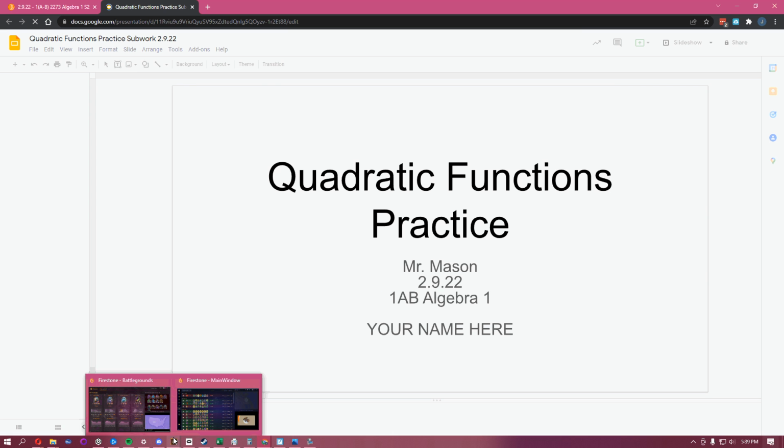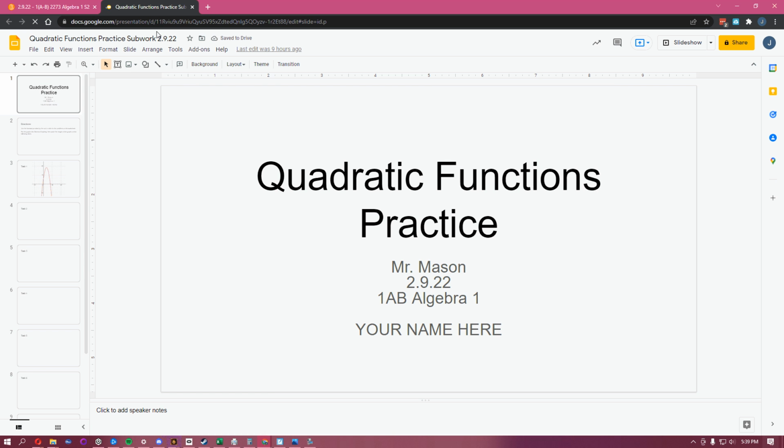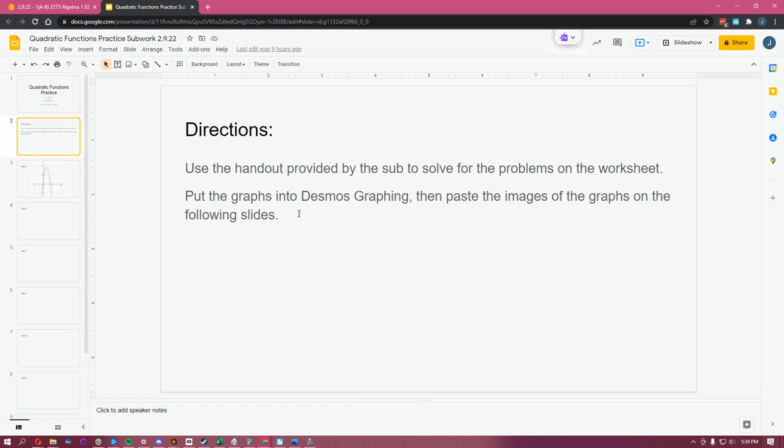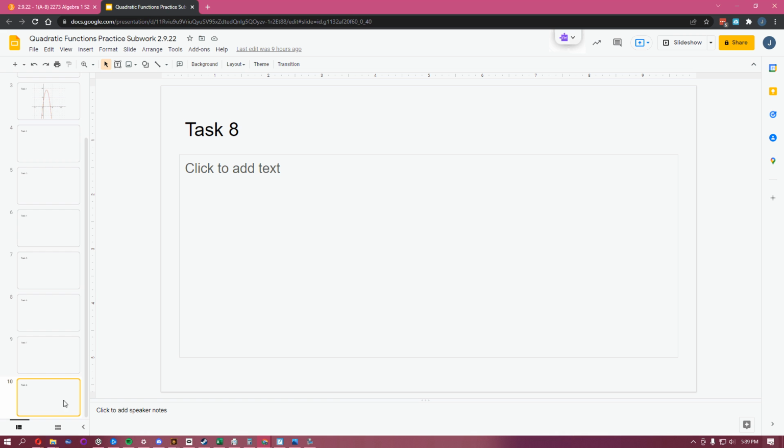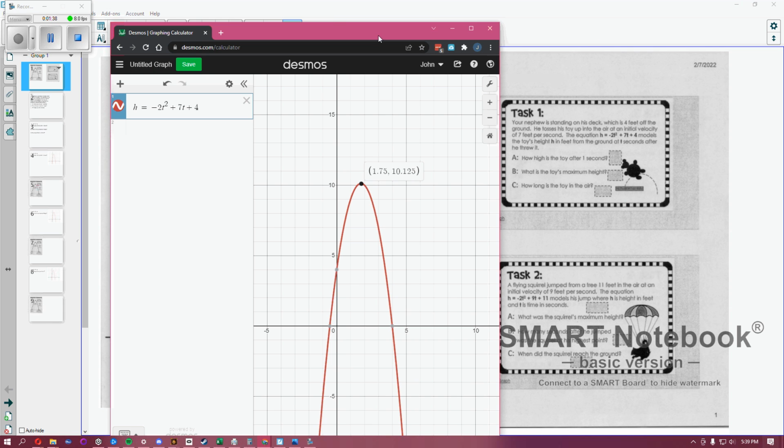The slide template looks like this. It's going to ask you to make a copy, and then once you have a copy, it just says quadratic functions practice. Put your name in here. It gives you the instructions again. Basically, what I'm looking for is for you guys to post your graphs in here for all 10 tasks, or as far as you get in the period. Alright, so we're going to go ahead and get started with what this is going to look like.